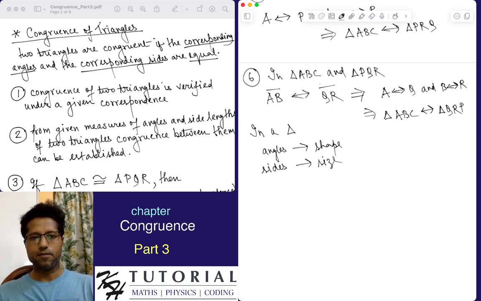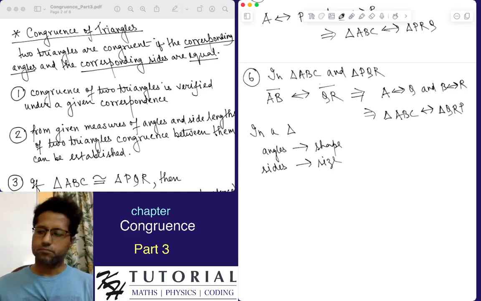Another aspect is that you are given two triangles, no mapping is given, no correspondence is given, and some measures of the two triangles are given, maybe one angle and two side lengths, and similarly for the other triangle. From those measures you have to actually verify whether they are congruent or not, and in that process also establish the correspondence.